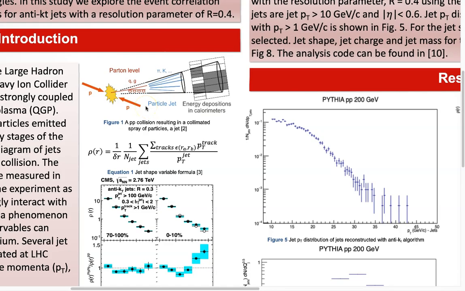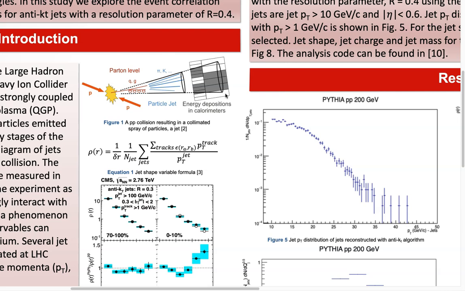This cartoon schematic right here shows the formation of a jet emerging from a proton-proton collision. The decay products of the jet are measured using calorimeters, as shown here. Jets strongly interact with the QGP medium and lose energy as they traverse through it in a process called jet quenching. That's why jet observables can illuminate the properties of the medium.